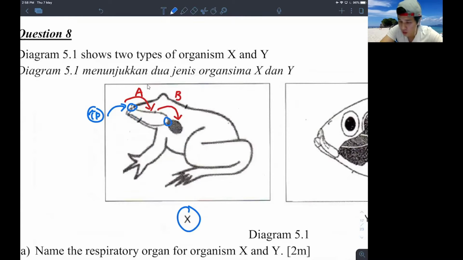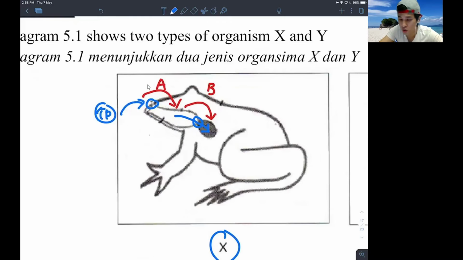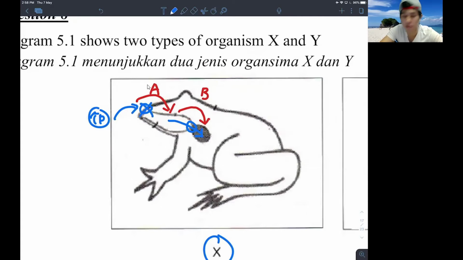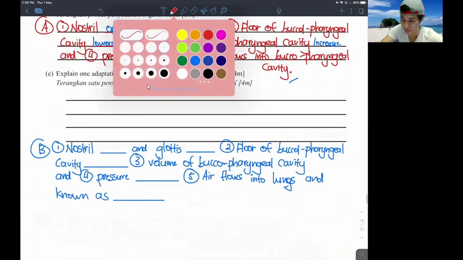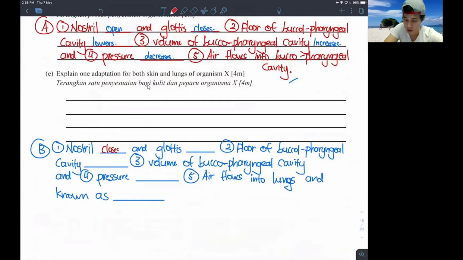So now I want air to come inside my lungs. So the nostril obviously has to close because I want to prevent air from coming out. And obviously this glottis now will open, because for air to go from the mouth to the lungs, the glottis must open. No? So that's why these two are now opposite. I say nostril closes, glottis opens.